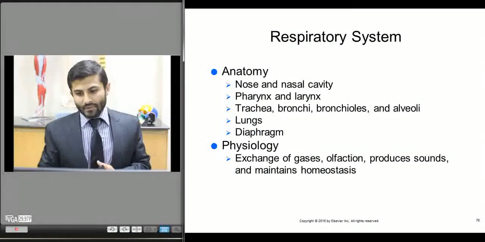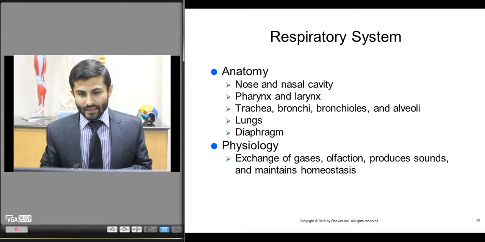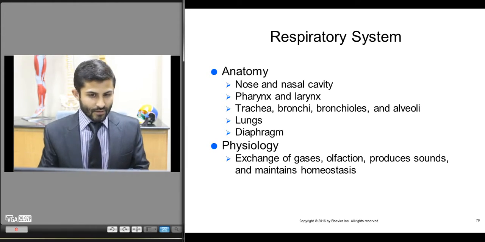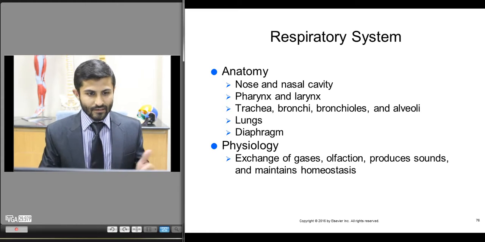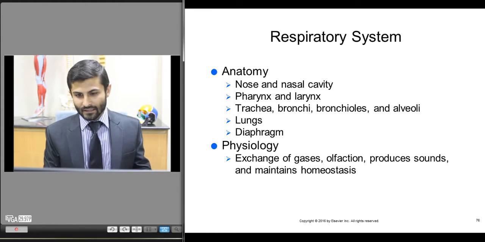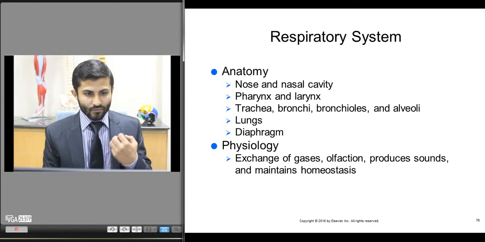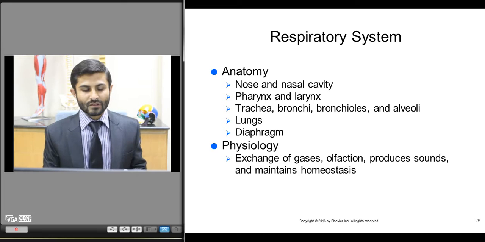The respiratory system, anatomically saying, we have the nose and the nasal cavity, the pharynx and larynx, trachea, bronchi, bronchioles, and alveoli, lungs, and the diaphragm. But physiologically, if you look at the function, there is exchange of the gases, as I told you earlier, the carbon dioxide and the oxygen. Olfaction is for smell, produces sound for phonation, and maintains the homeostasis.